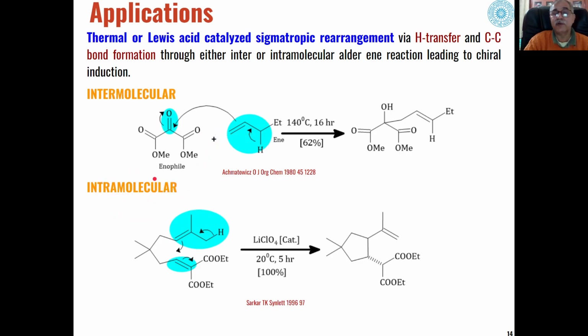Similarly, an intramolecular ene reaction can also take place. This part of the molecule will act as the allylic system, and this is our carbon-carbon double bond alkene, and in presence of Lewis acid, the reaction will take place at a low temperature of the order of 20 degrees centigrade, and in 100% yield we will get a product of this type, where because of this six-member transition state and the stereochemistry of these two groups, this will lead to the formation of a chiral product.